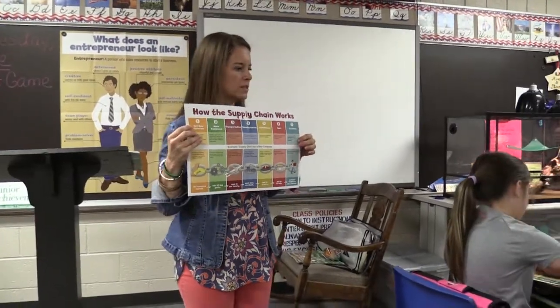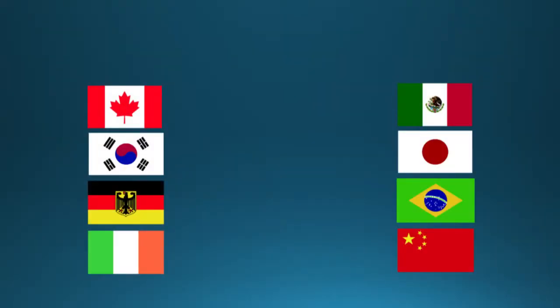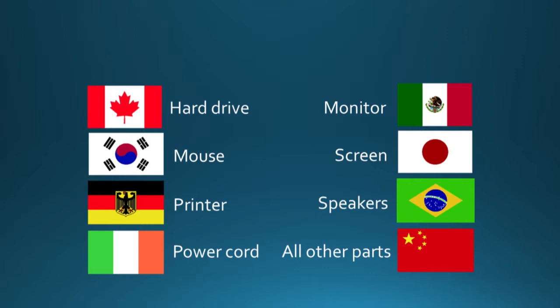You will lead an activity where the students are separated into 8 groups. Each group represents a different country that supplies a part necessary to build a computer. You will hold back a 9th part so the students don't see it.